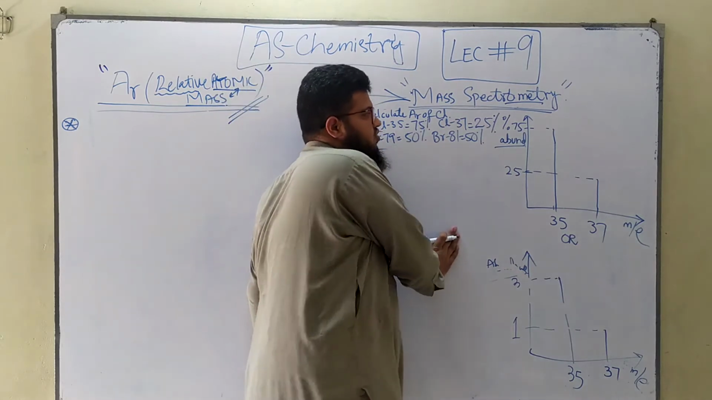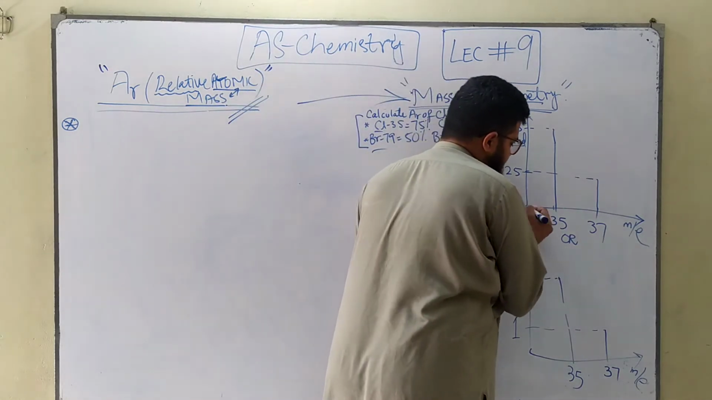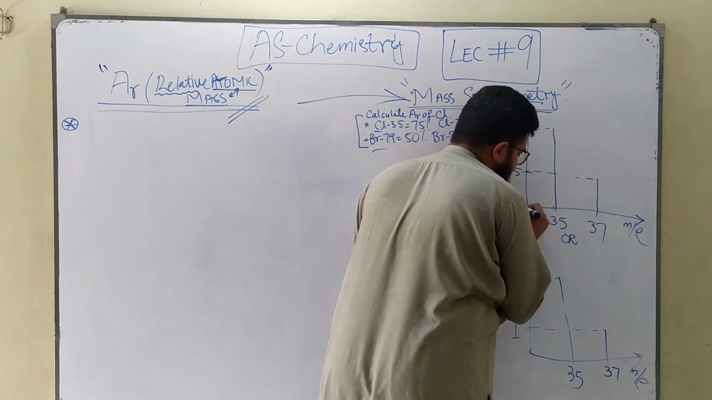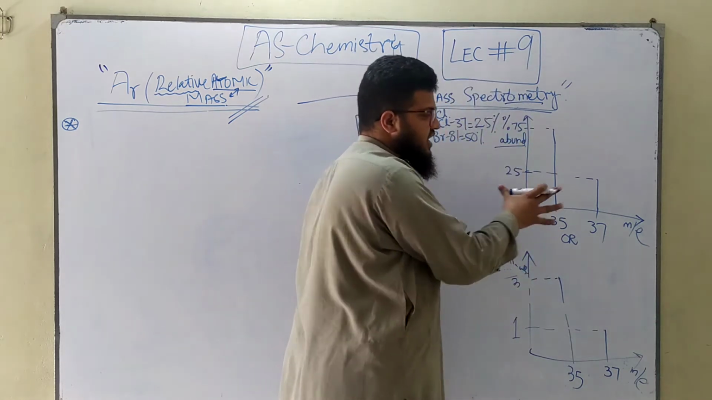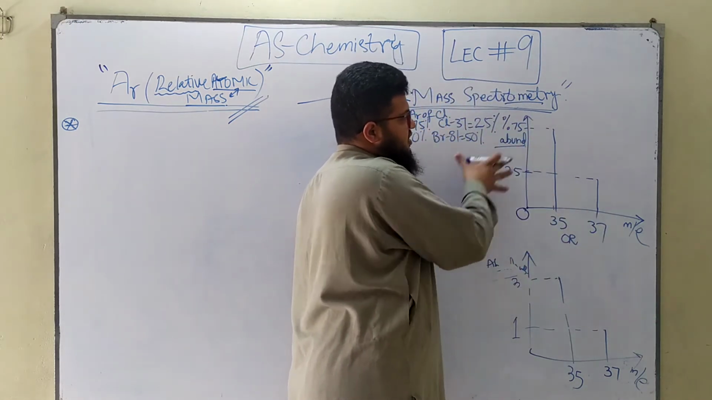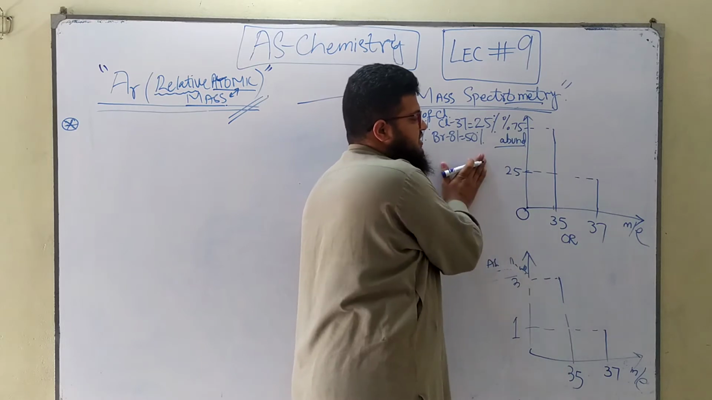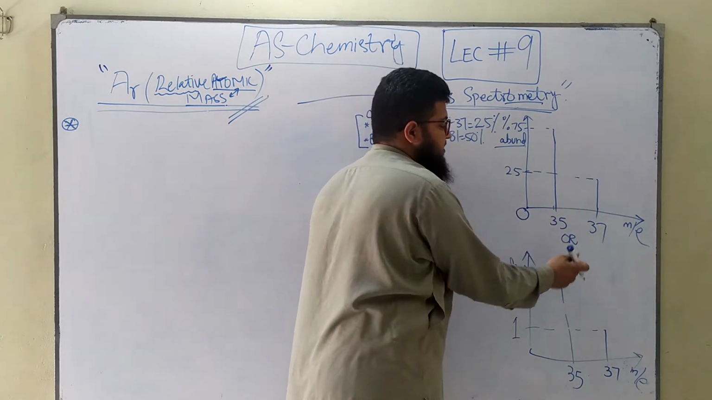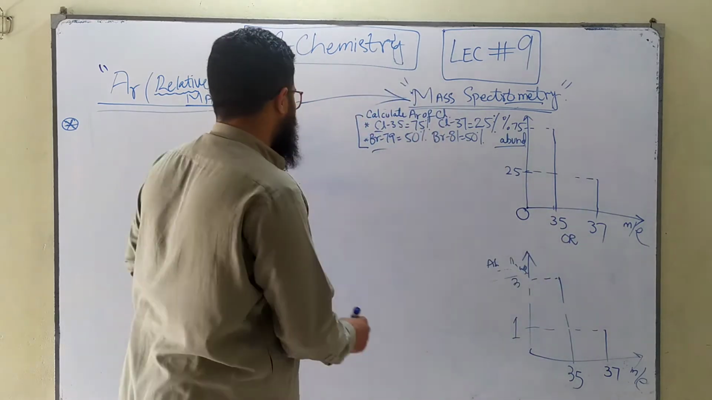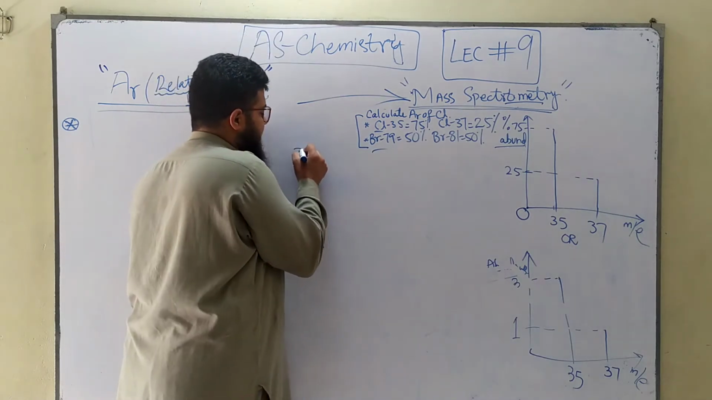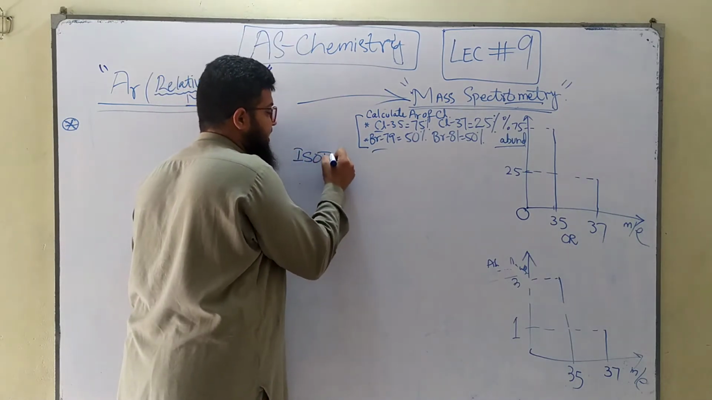But this information is important. You should be able to analyze the mass spectrogram, or this graph over here, that has been given for percentage abundances against the masses. First of all, you should know what an isotope means. What is an isotope?